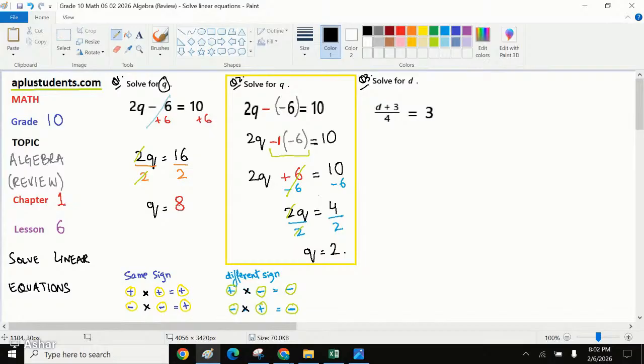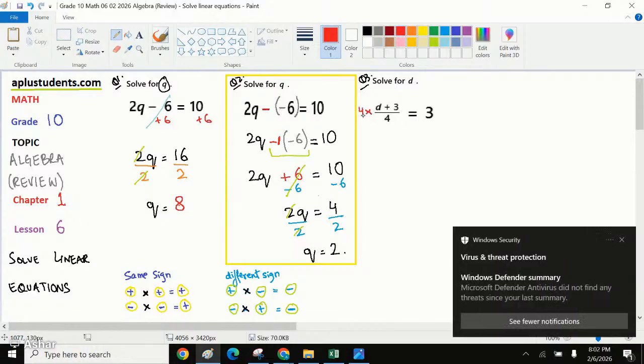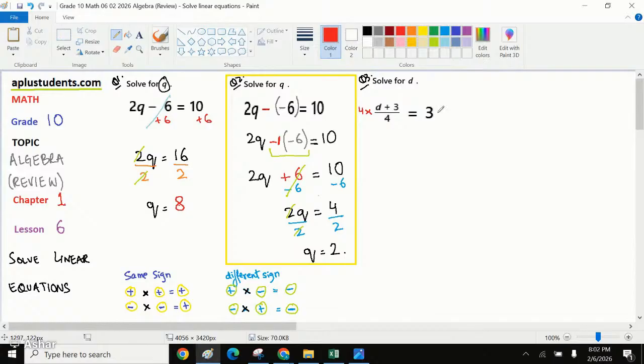So what they are saying is D plus 3 divided by 4 equals 3 on the other side. That means if we multiply both the sides by 4, we can remove the 4 from the denominator. This 4 and 4 can be cancelled out. That means D plus 3 would be equal to 12.